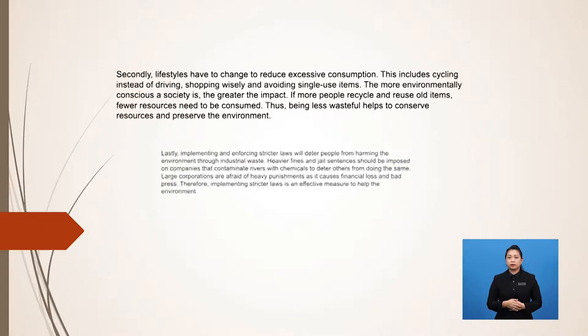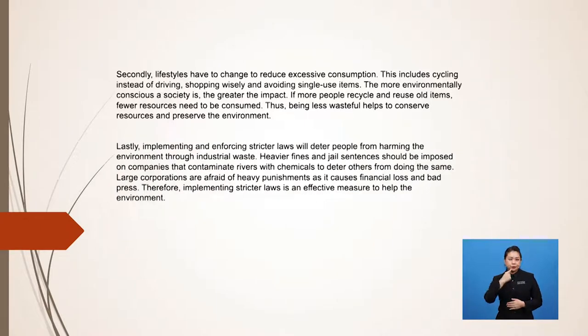Lastly, implementing and enforcing stricter laws will deter people from harming the environment through industrial waste. Heavier fines and jail sentences should be imposed on companies that contaminate rivers with chemicals to deter others from doing the same. Large corporations are afraid of heavy punishments as it causes financial loss and bad press. Therefore, implementing stricter laws is an effective measure to help the environment.